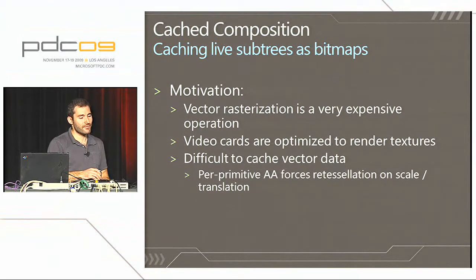Now the reason it's difficult to cache vector data, especially in WPF, is because our vector tessellations are position dependent in order for our anti-aliasing to work properly. As your vector geometry shifts across the screen, we actually have to retessellate it in a position dependent way, which is very expensive.